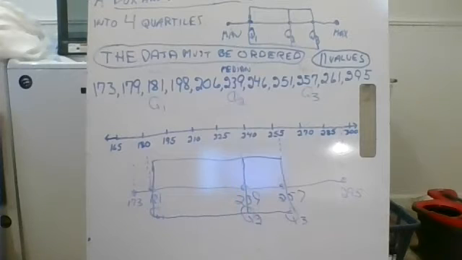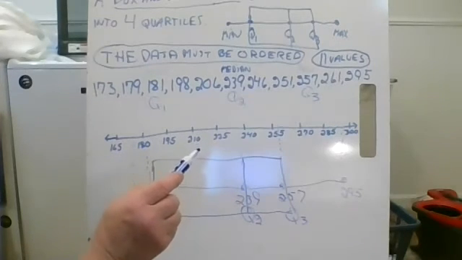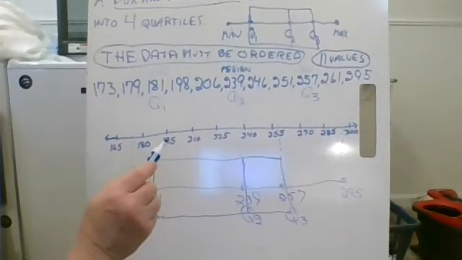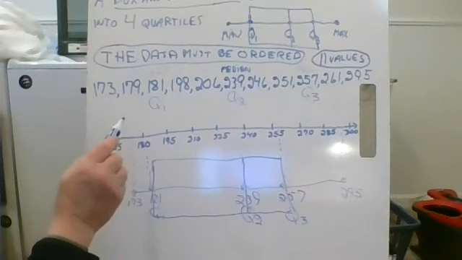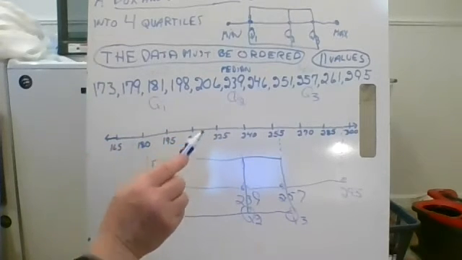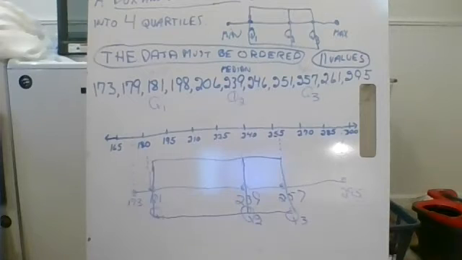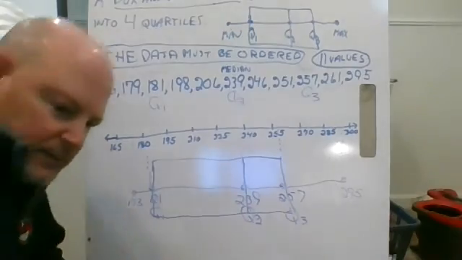All right? I'm going to do one more problem, and this time we'll use an even number of data values. This was an odd number, and so there was a middle value, and there were middle values for the lower half and the upper half. But there you have it. That's a box and whisker plot.